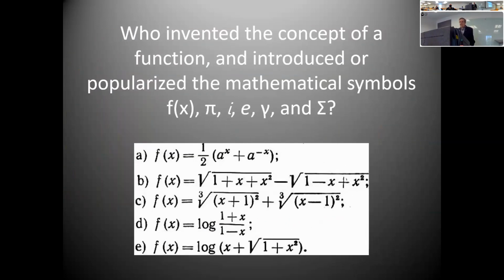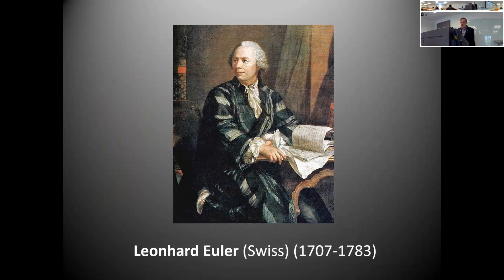Who invented the concept of a function and introduced or popularized the mathematical symbols f of x, pi, i, e, gamma, and sigma? Mathematicians really like this chap. Gauss? Not Gauss, but I'm a fan of Gauss too. I really like Gauss. And he's also from a German-speaking country. Euler. Euler, that's right. Leonhard Euler, Swiss.